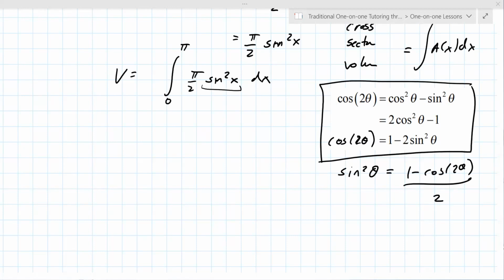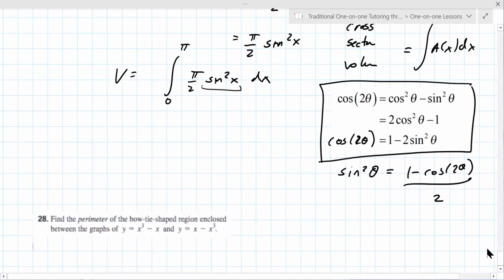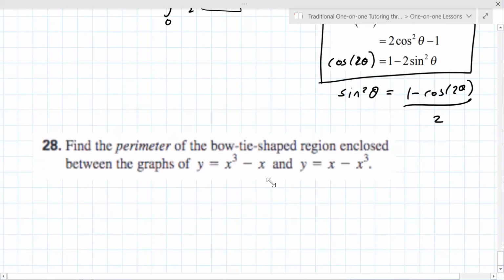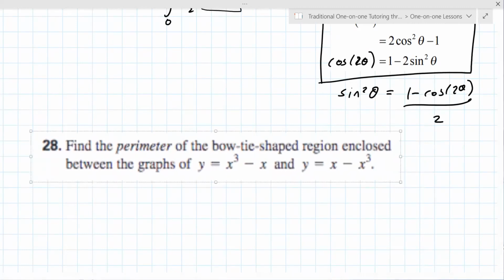So 28 moves us into arc length problems. It says perimeter. Perimeter means arc length. I'm going to just graph this real quick. They might have shown a picture of this earlier in the book.